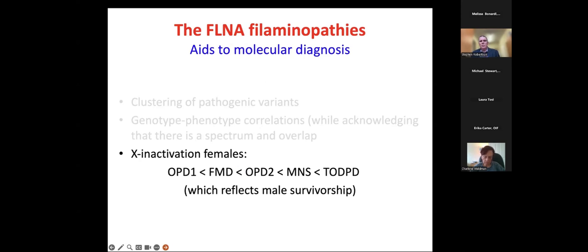Skewing of X inactivation is almost inevitable in OPD2, Melnick-Needle syndrome, and terminal osseous dysplasia patients. With those that have OPD1 phenotypes, it's much less obvious and can be relied upon much less as an attendant aid to convicting a variant of being pathogenic. That gradient of what is clearly cellular selection in female heterozygotes reflects also the degree of male survivorship which can occur with those various diagnoses.